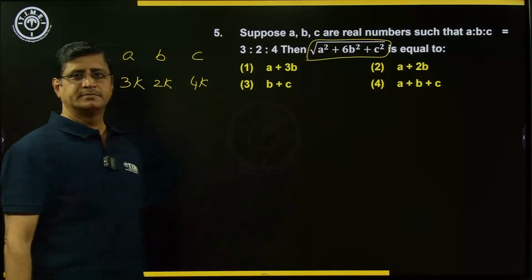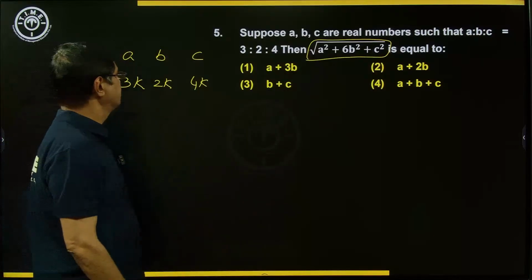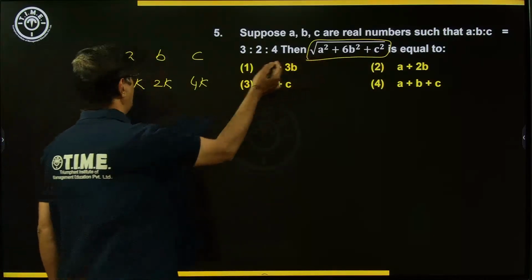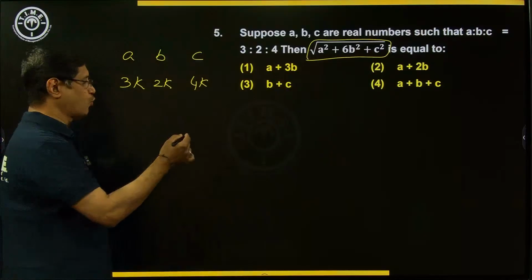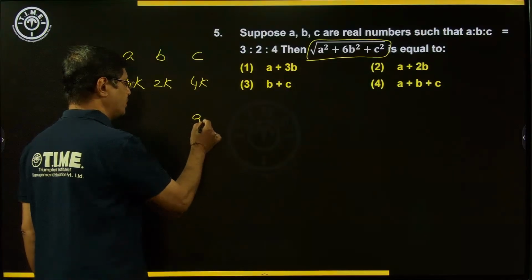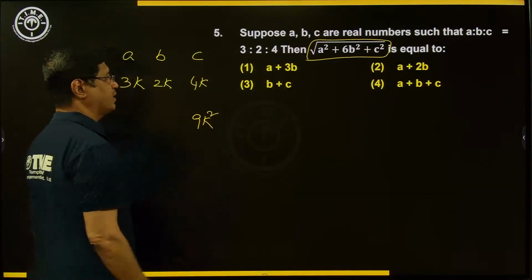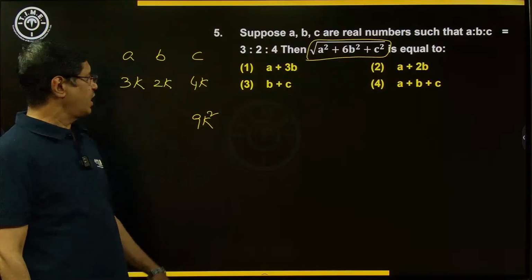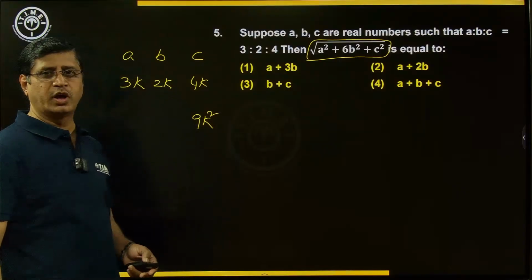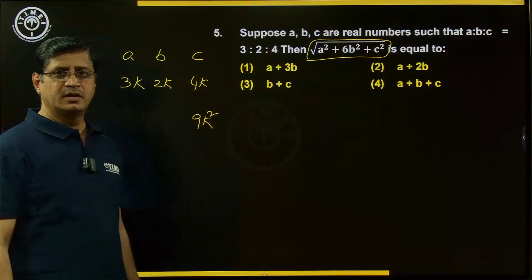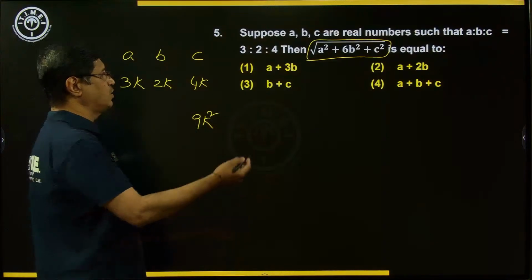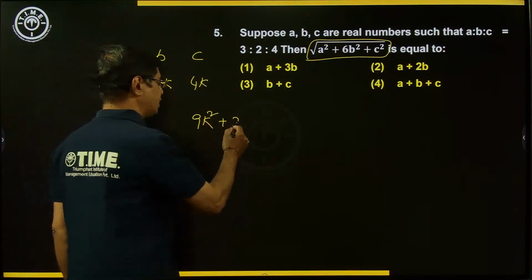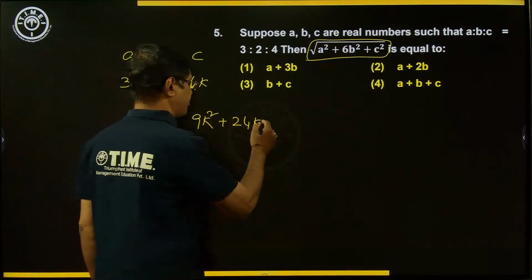Substitute, simplify. Now, on substituting these values, A square means 3K whole square, which means 9K square. 6B square: B is equal to 2K, 2K whole square is 4K square. 4 into 6, 24K square.